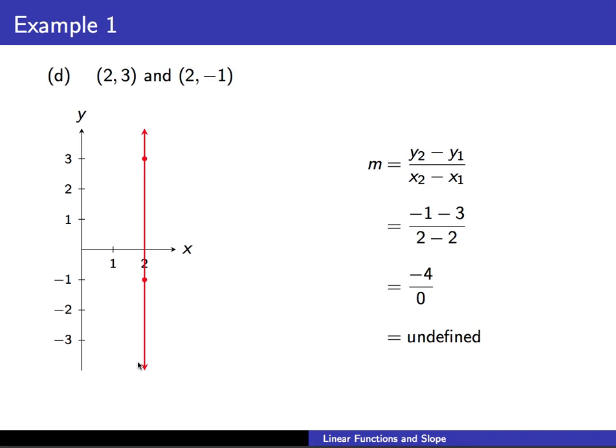Some people will say it has no slope. I don't like to say that because I don't want to confuse it with a slope of 0. But this one has all the rise you could ask for, but 0 of the run. There's no horizontal movement to go from one point to the other, just the vertical movement.